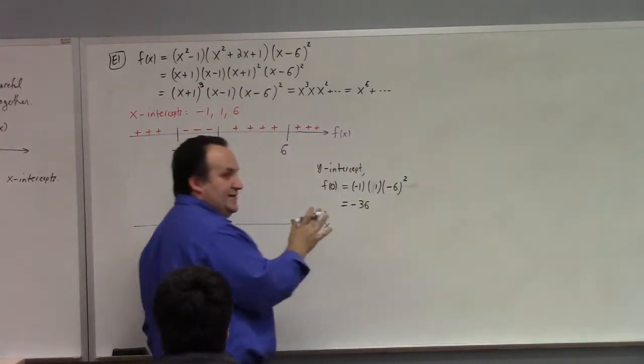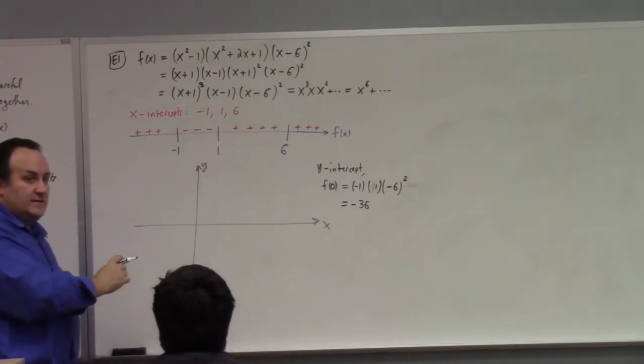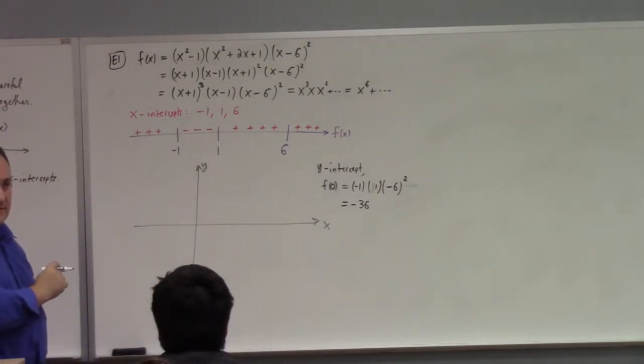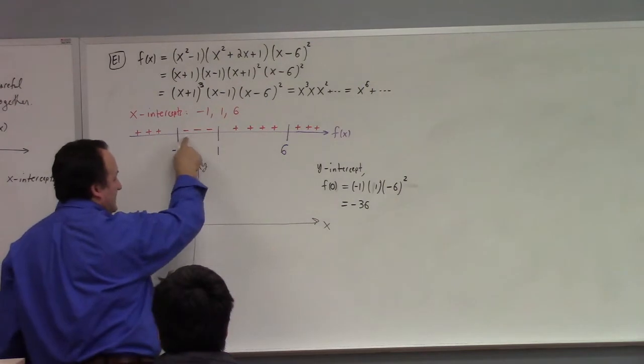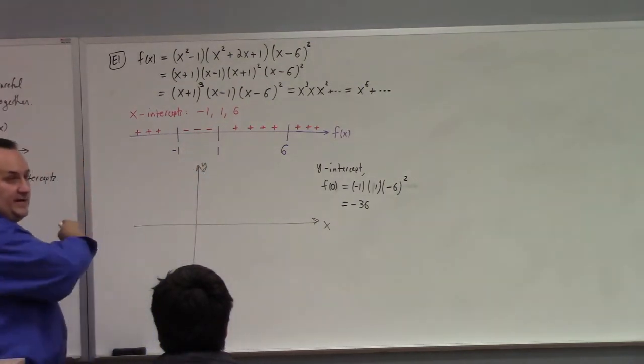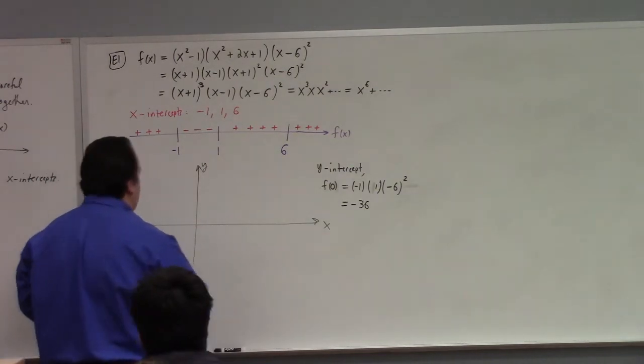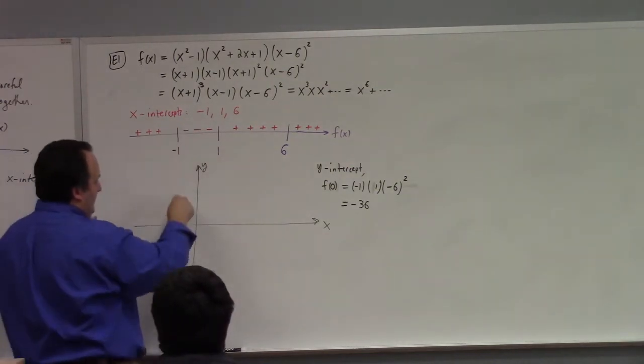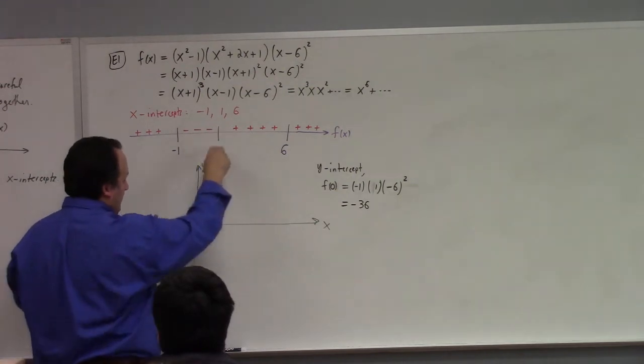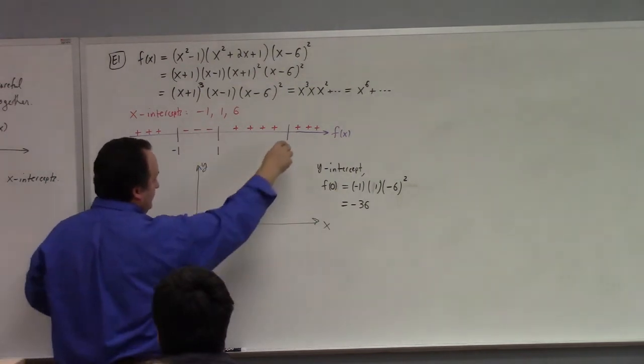Now that's good news because that is consistent with our number line. The number line had minuses between minus 1 and 1. That's where 0 lives, right? 0's in there, and that's where it's negative. Our y-intercept is negative. Good. So if you doubt your number line, you can always plug in some points and check.